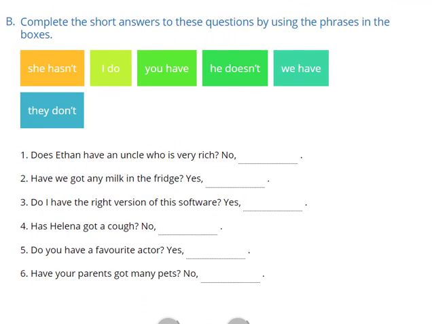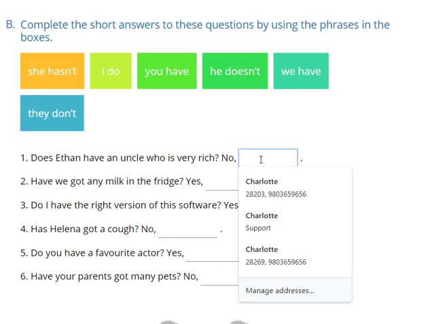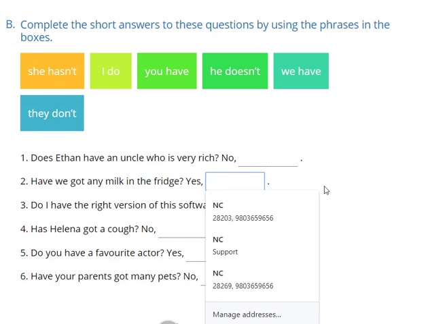Complete short answers to these questions by using the phrases in the boxes. This is interesting. Okay, so does Ethan have an uncle who is very rich? No. Oh, that's weird. Why am I doing that?